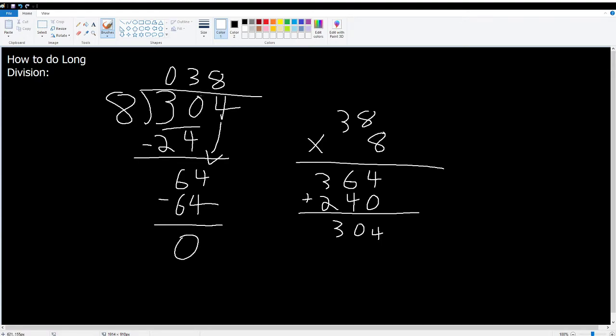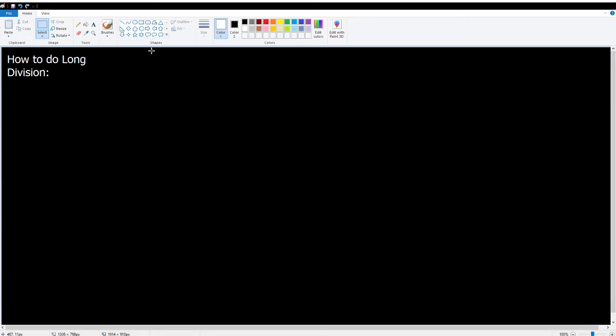Let's conclude the steps. Step 1 was to look at the first digit. How many times does 8 go into 3? Zero times, so you put 0. Then you ask how many times 8 goes into 30. You say 3 times. Subtract the 24, because 8 times 3 is 24. After you subtract, you get 6, and then we pull down the 4. We once again ask how many times 8 goes into 64. 8 times. Subtracting 64, you get 0, so there's no remainder. So the quotient is 38, and then we check that work by multiplication. All right, let's do another one.